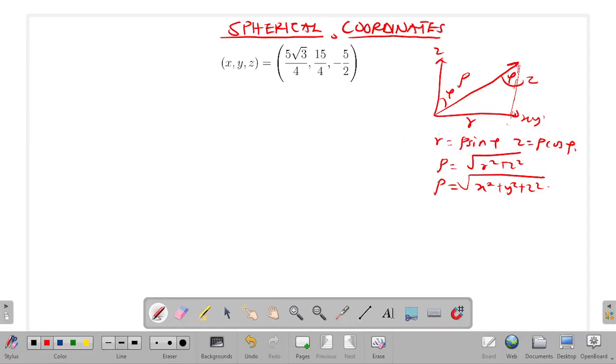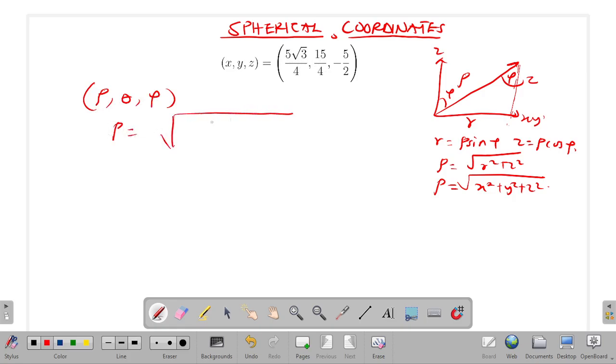So now you ask yourself, what do I need when I'm considering spherical coordinates? I need three things, right? I need rho, the spatial radius. I need my theta, then I need my phi, the spatial angle. How do I find my rho? Since this is rectangular, my rho is so simple.